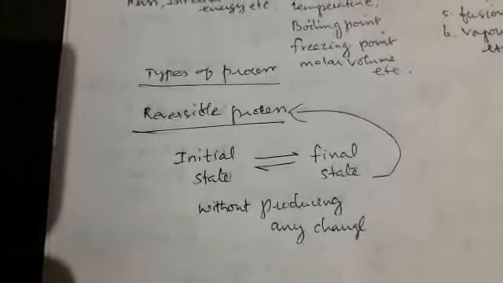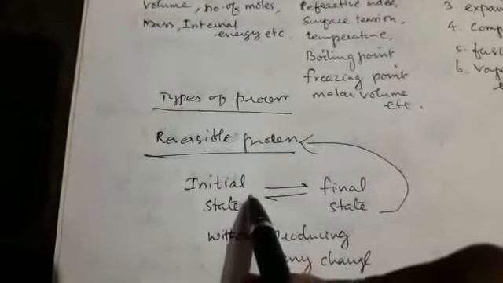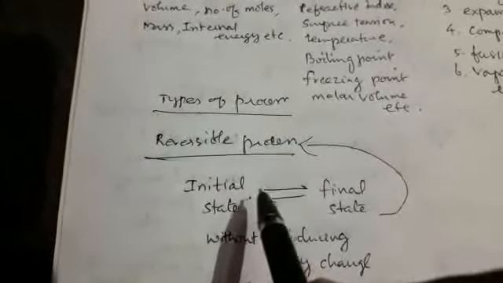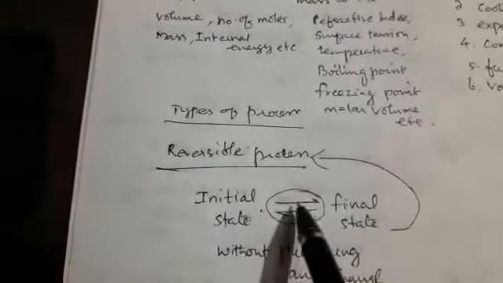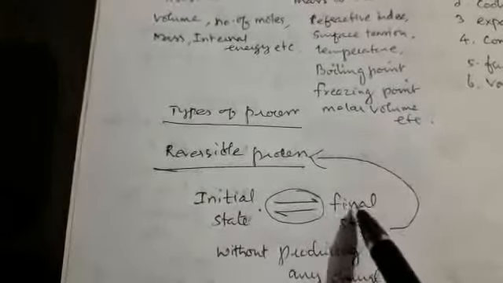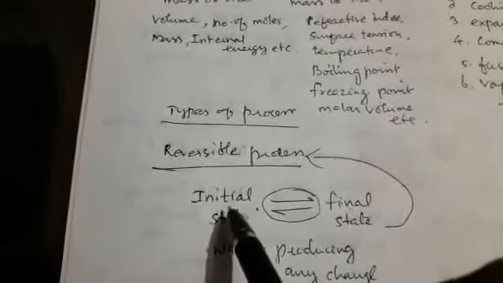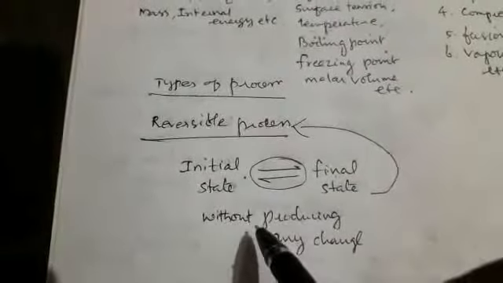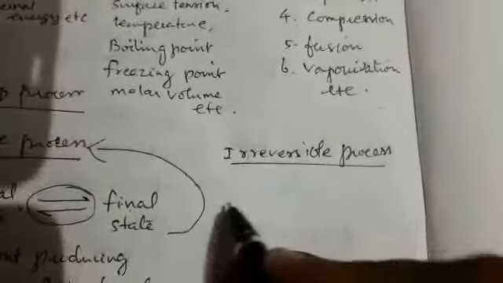First, the process should be infinitesimal, that is initial to final, final to initial. Second condition, system and surroundings must be in equilibrium. That means initial state forward to final state, final state backward to initial state. These two conditions must be followed. That is a reversible process.